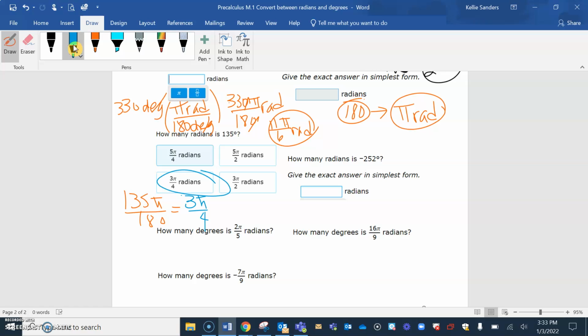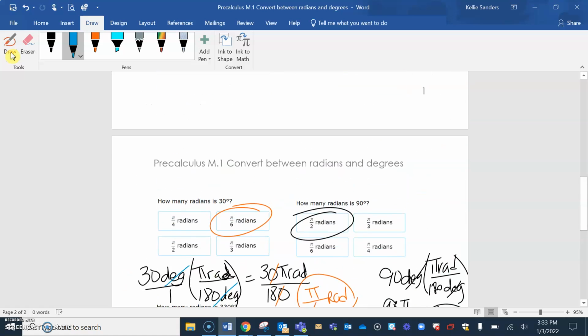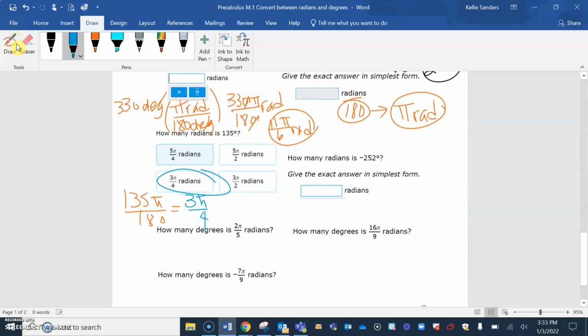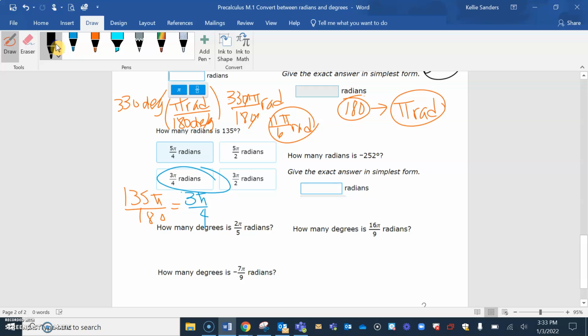Now, negative 252. Well, we don't have a 252 on this chart, and that's why I've been showing you over and over and over what to do every single time. So we will do the same thing, and our answer is going to be negative. So negative 252 pi over 180. I don't have a calculator with me. I'm going to pause. Okay, so I got a calculator and I threw that in, and it's negative 7 pi over 5.